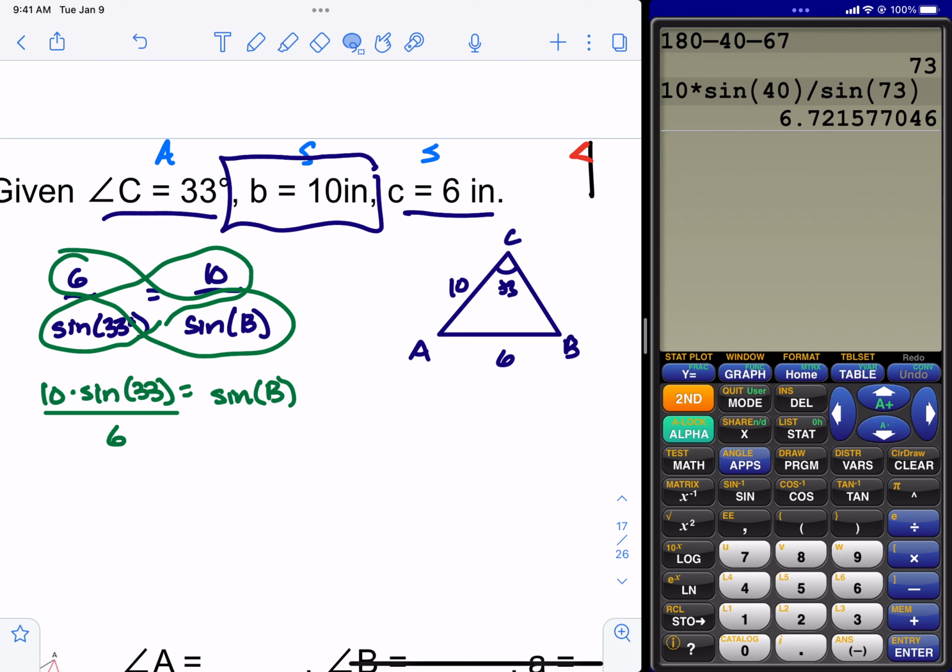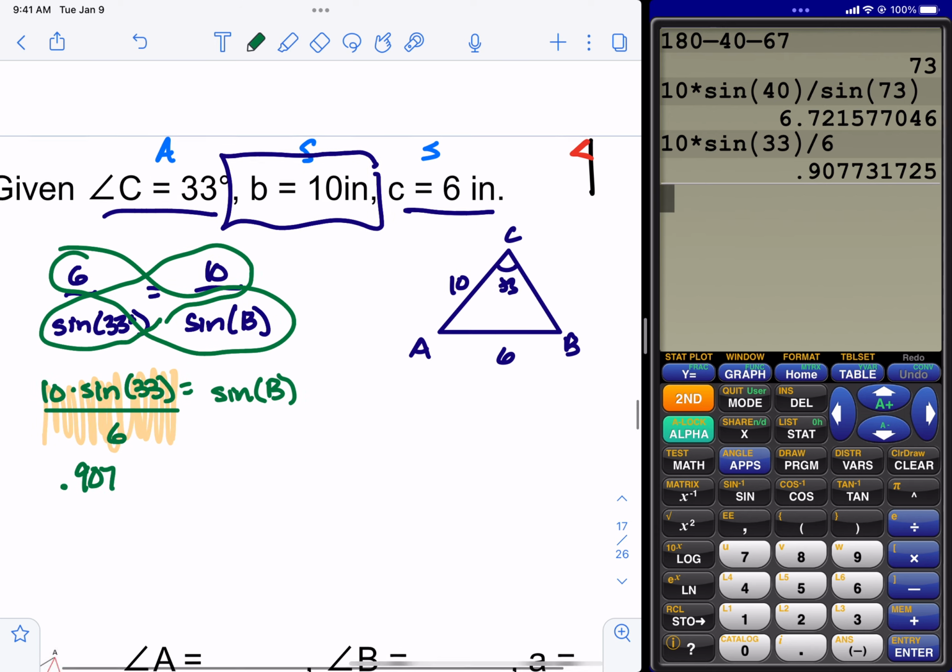Now, this over here, officially speaking, is just a decimal. And we can get that decimal by using our calculator. So let's actually grab that decimal right now just for simplicity's sake. We're going to have 10 times the sine of 33 degrees, and that's going to be divided by 6 at the end of the day. So we're going to find out that this decimal, and we don't want to round this, is going to be 0.907731725, and that's going to be equal to the sine of B.